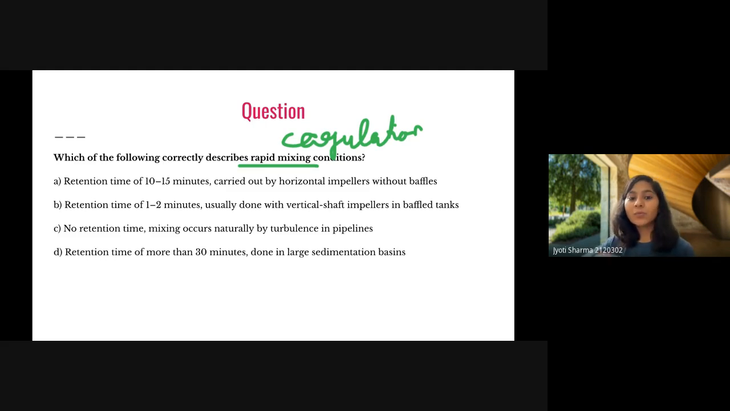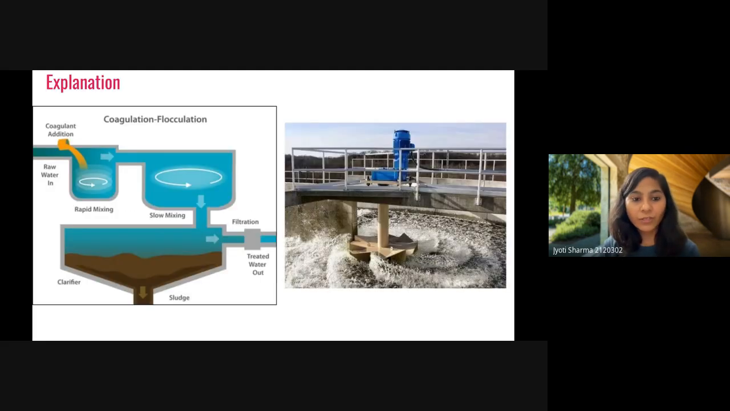Because we are doing rapid mixing, for that rapid mixing we have to give just 1 to 2 minutes. So the retention time will be 1 to 2 minutes, and that we have to do using a vertical shaft. So we have some blade-like things that are vertical. With that, we have to do this rapid mixing, and the retention time will be just 1 to 2 minutes. Let me show you if I have the picture of this.